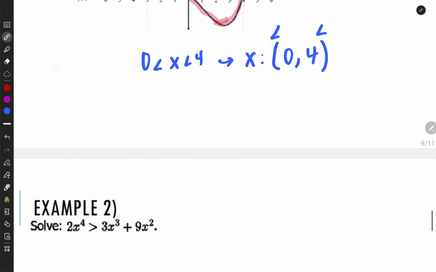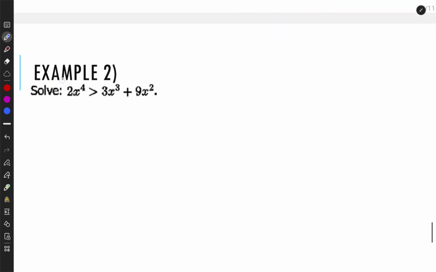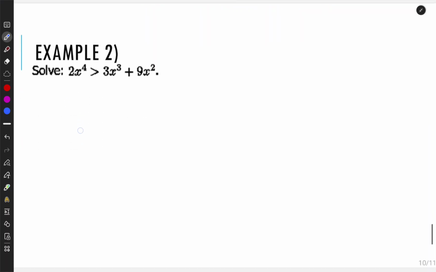Now let's do it from the start, where we have to make sure one side is equal to 0, and we're going to use decimals to graph. All right. So starting here, we have 2x to the 4th is greater than 3x cubed plus 9x squared. I like to just keep it simple and move everything from the right side. I don't care how many terms are on there. I'm just going to make my right side equal to 0. In reality, it doesn't really make that big of a difference. It just helps you eliminate a step in the end. So we're going to subtract 3x squared.